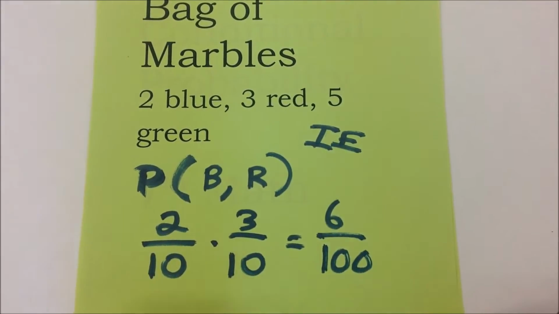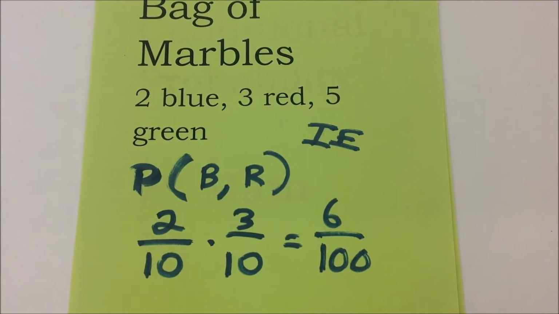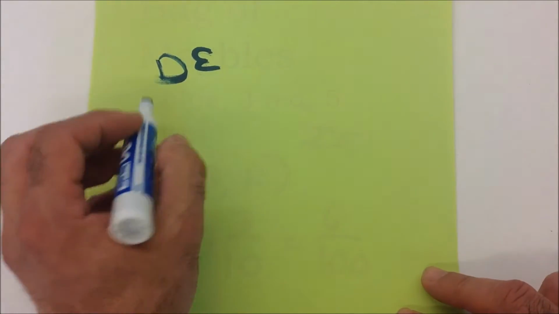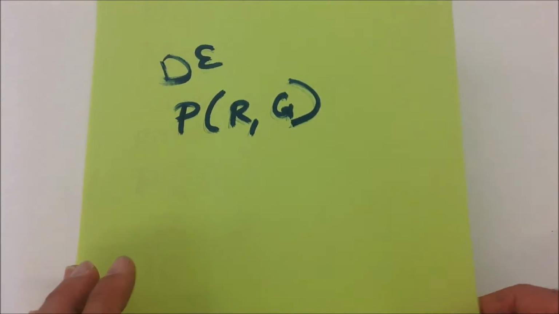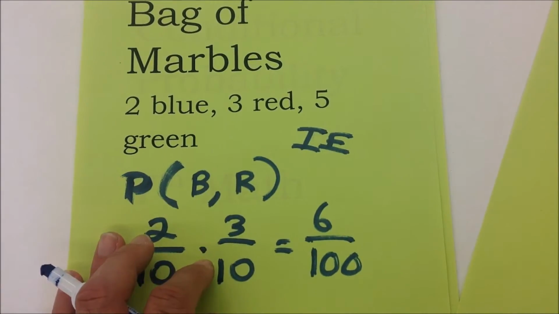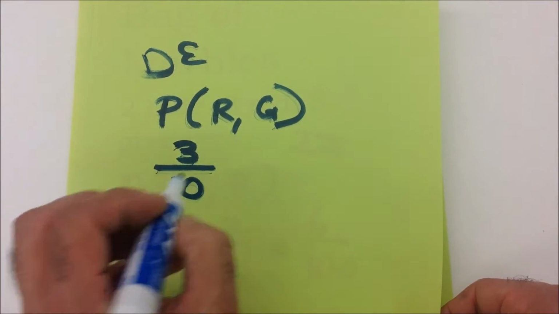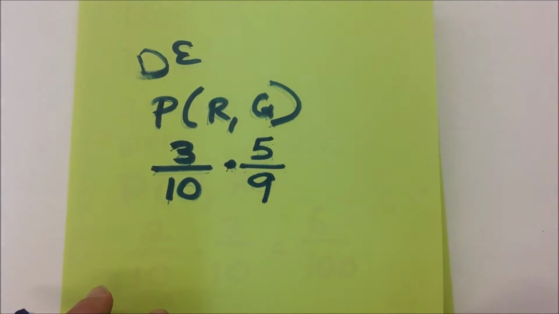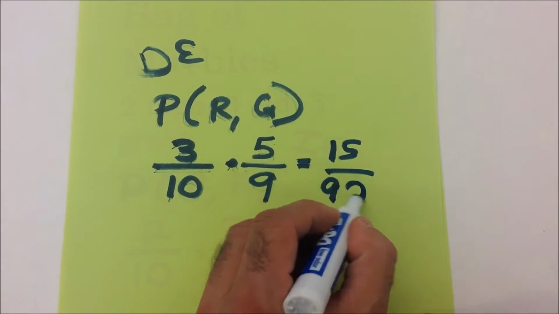So in an independent event, we replaced the marble. Whatever marble we picked, we replaced it. Now in a dependent event, we do not replace. So let's look at this with a dependent event. Let's say we want to know in a dependent event, do not replace, the probability of picking, let's say, a red, then a green. So again, we have 3 reds, 5 green, and 2 blue, so we have 10 total. Probability of picking a red the first time would be 3 out of 10. Probability of picking a green would be 5 out of 9, because we didn't replace a marble, so the odds change. So here we have 15 over 90.